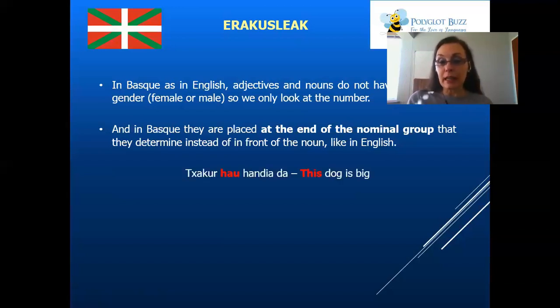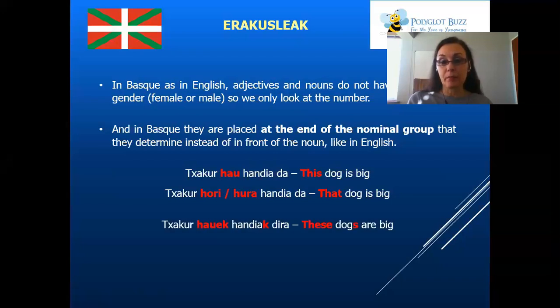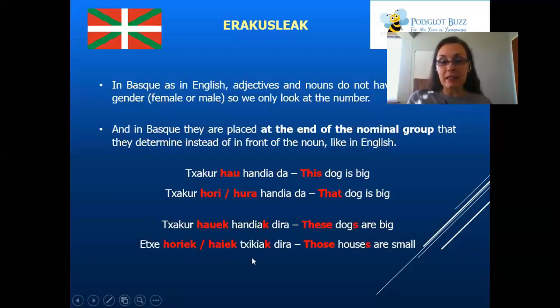Txakur hau handia da, this dog is big. Txakur hori edo ura handia da, that dog is big. Txakur hauek handiak dira, these dogs are big. Etxe horiek, haiek, txikiak dira. Those houses are small. So you have hau, hori, ura in the singular, hauek, horiek, haiek in the plural. And as you can see, that in English has got 2 positions in Basque. Those in English have got 2 positions in Basque.